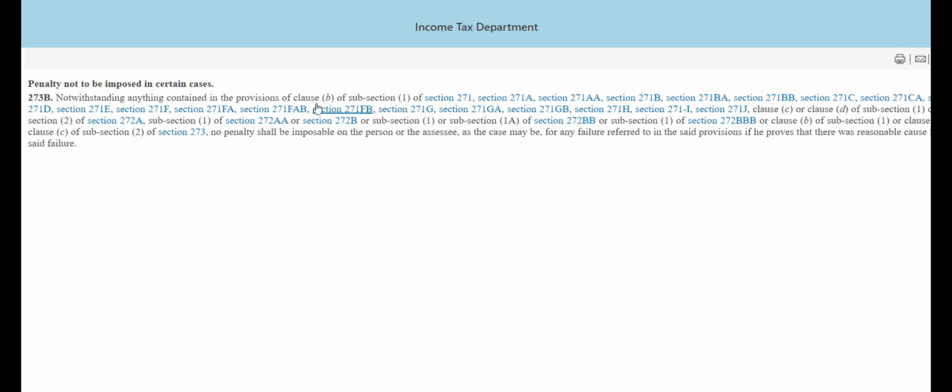Notwithstanding anything contained in the provision of clause (b) of sub-section 1 of 271, which is the section we are discussing now. It also includes a few other sections along with clause (d) of sub-section 1 of 272A, that is the same section for which penalty is levied now. So no penalty shall be imposed on the person or assessee as the case may be for any failure referred to in this provision if he proves that there was a reasonable cause for the said failure. So that was it. The assessee will be granted immunity upon showing any reasonable cause.